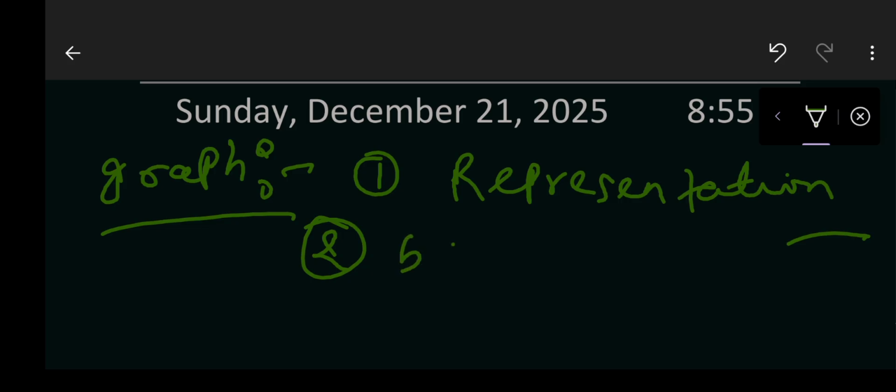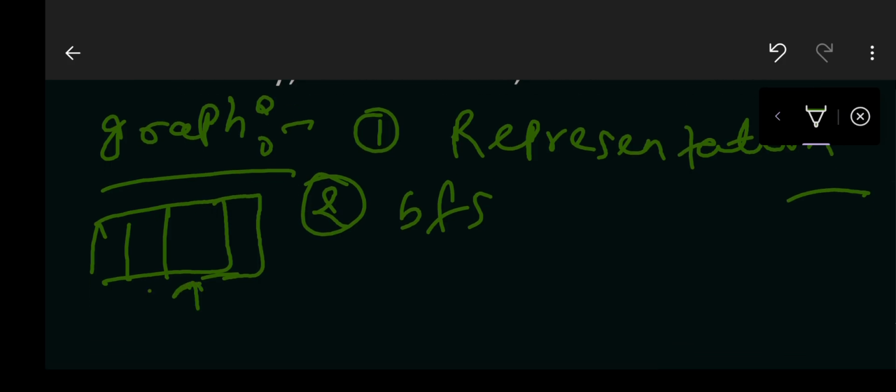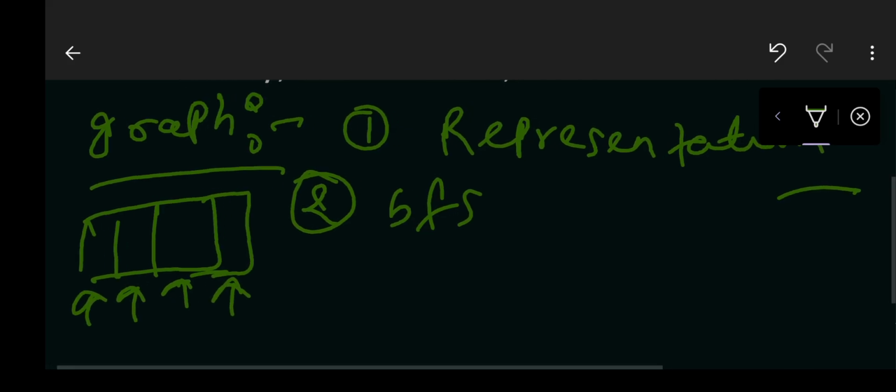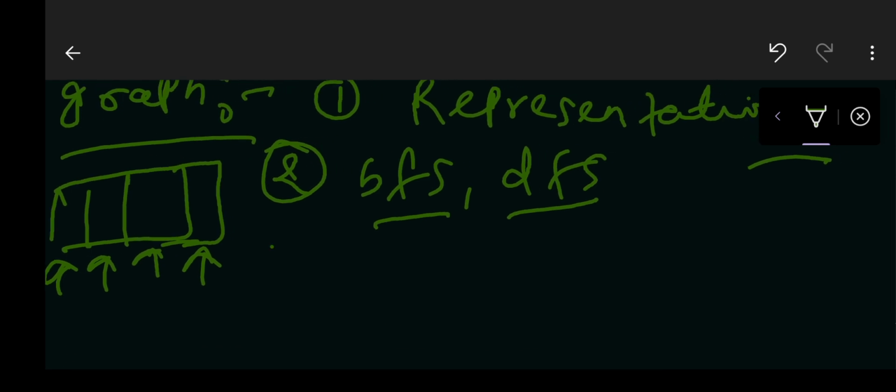The second thing that we need to learn is the traversal. For any data structure, the most important thing is how you traverse it. If we talk about an array, we need to know how to traverse it. If you want to search something, you need to traverse the array. If you want to find the largest element, you want to traverse the array. So in order to traverse, the most important algorithms that come to our mind are BFS and DFS. I'll tell you the full form in just a second after teaching representation.